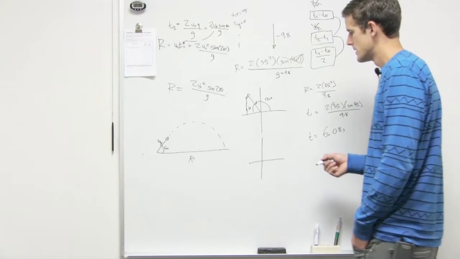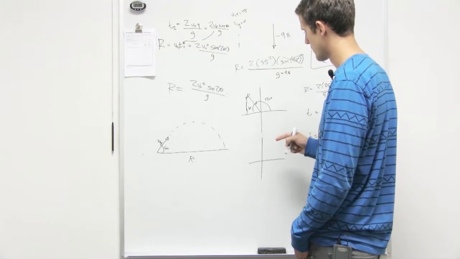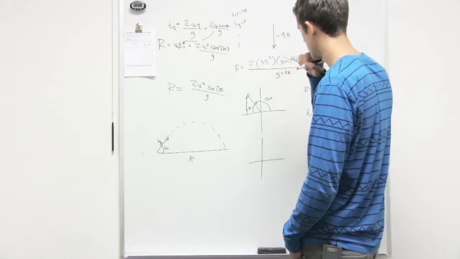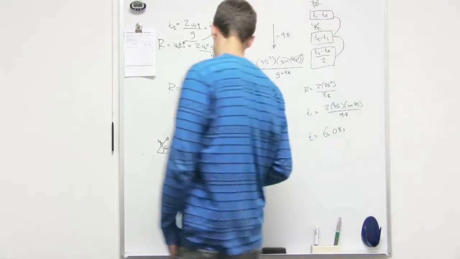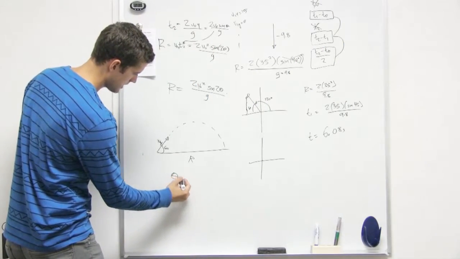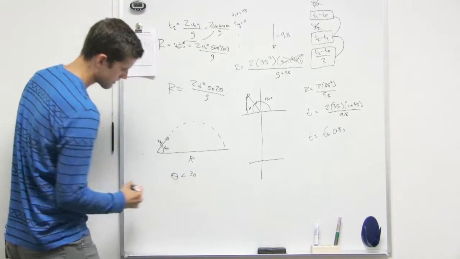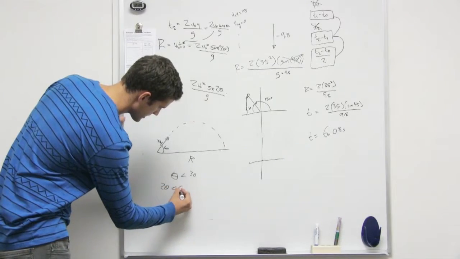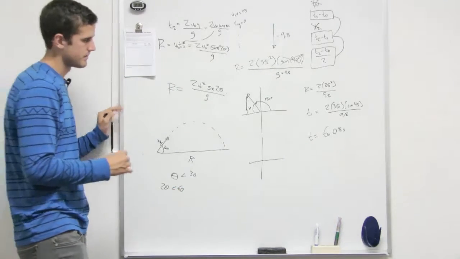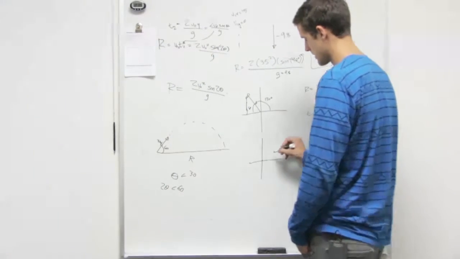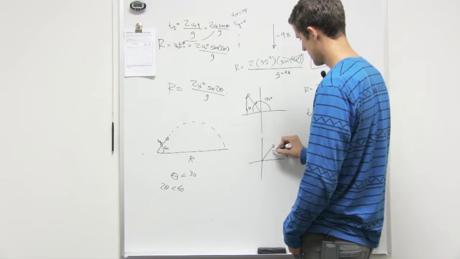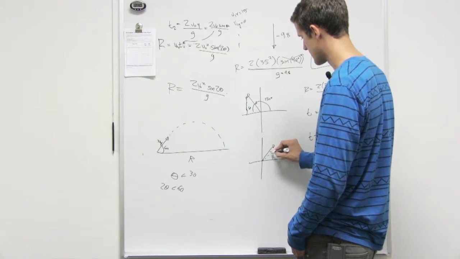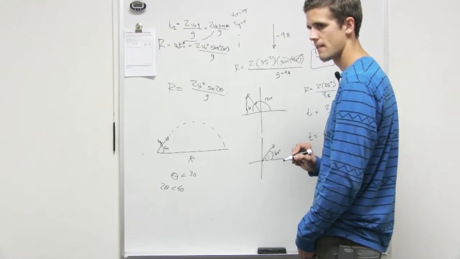I don't know. Well, if it's less than 30, then we know the maximum... let's do this. So theta is less than 30. Then we multiply by 2, so 2 theta will be less than 60, right? So we can draw the same thing over here. 2 theta is like this, and it will be less than this. The sine of 2 theta will be less than the sine of 60.